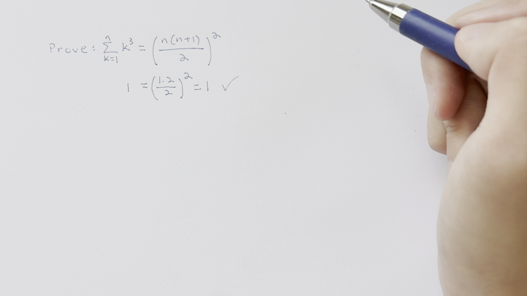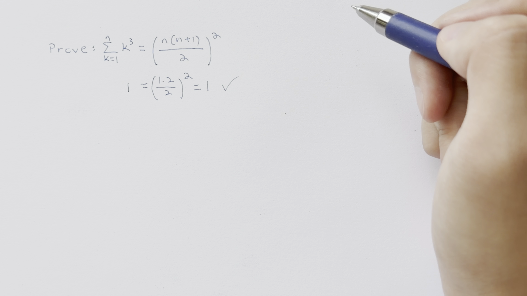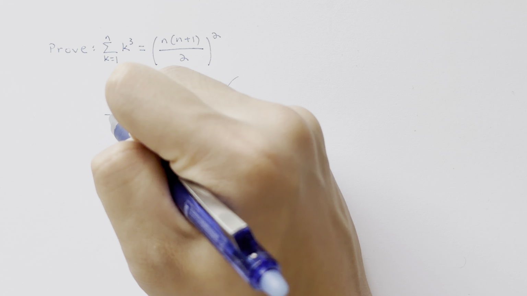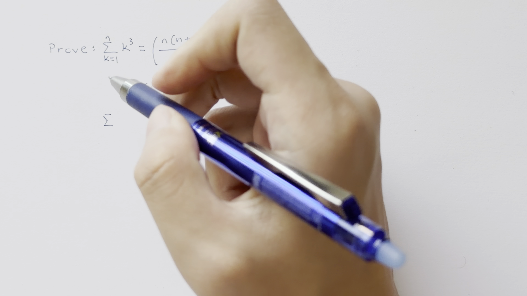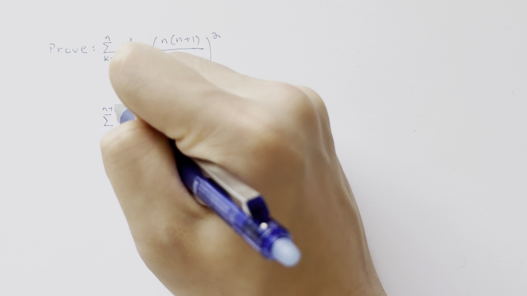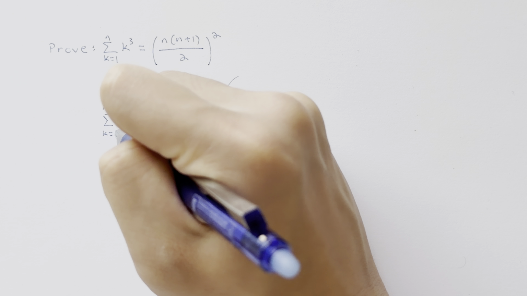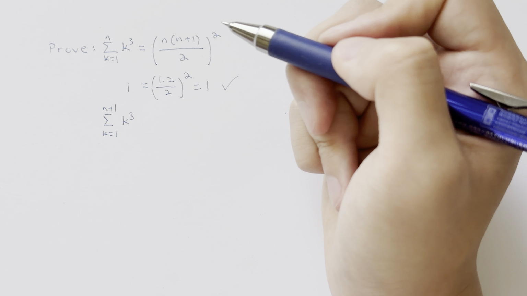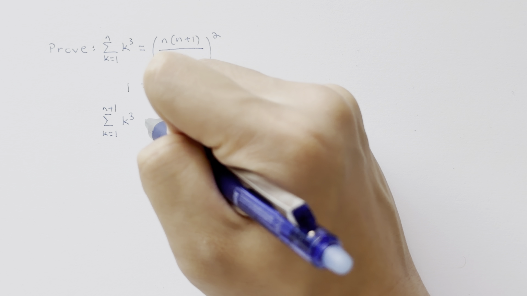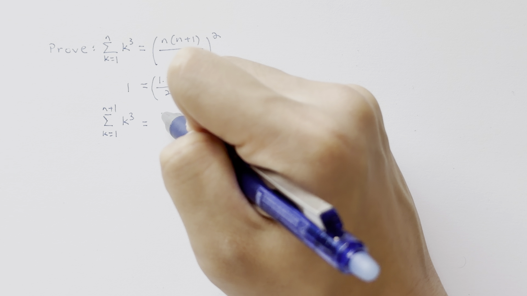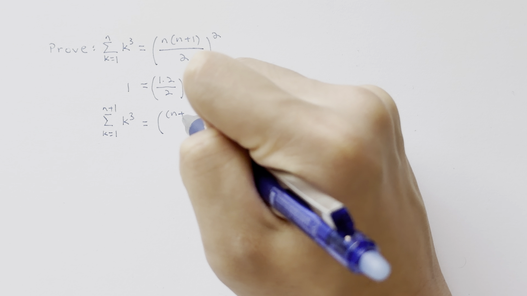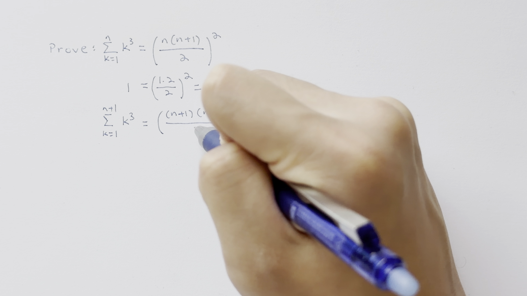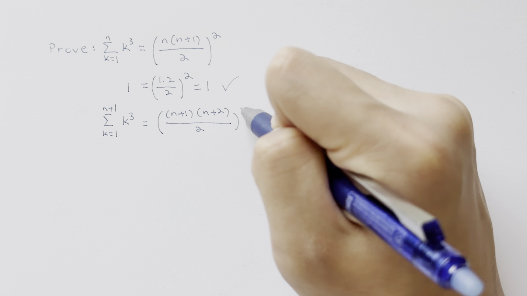And now the inductive step is that we can assume it holds for n, and we need to show it holds for n plus 1. So we can write down the summation of k cubed from k equals 1 to n plus 1. We want to prove that this will equal n plus 1 times n plus 2 divided by 2, squared.